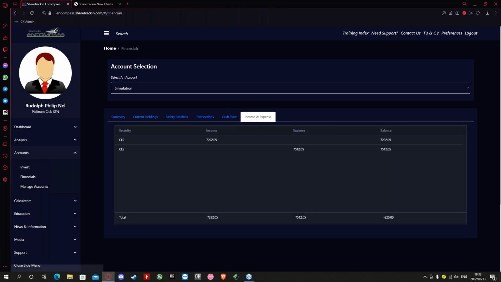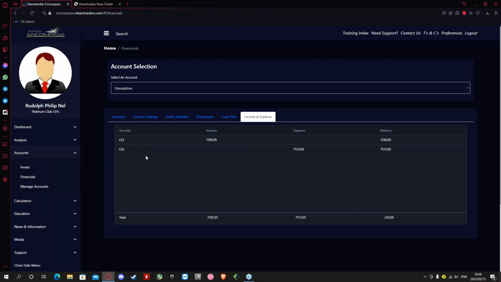And then income expenditure, so there's some expenditure where we bought the share, and income when we sold the share, and then total what your balance after that was. If it was a positive between these two, then obviously we would have made money, but we didn't make anything because we bought and sold immediately, one after the other.